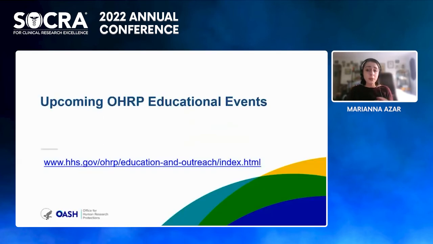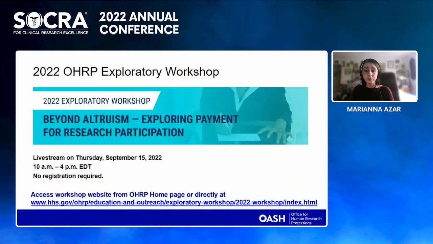Now, I want to take a moment to briefly highlight some upcoming OHRP educational events, some of which directly relate to the topic of this presentation. I want to start with the upcoming fifth annual OHRP Exploratory Workshop, which will explore the question of payment for research participation and the way payment for participation can be used to advance justice, equity, and representation in our research participant pool. This event is free and live streamed globally. A recording will also be made available on the OHRP website after the live stream. Visit the website linked on this slide for the complete agenda.